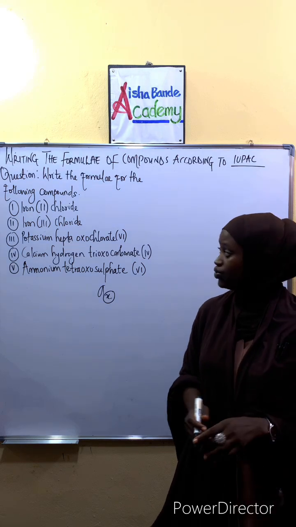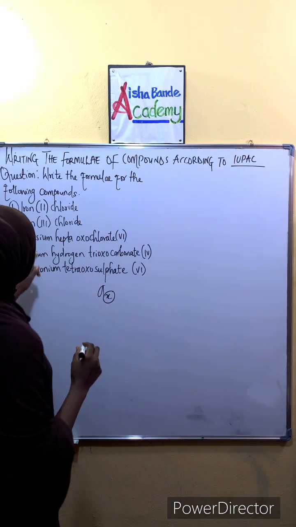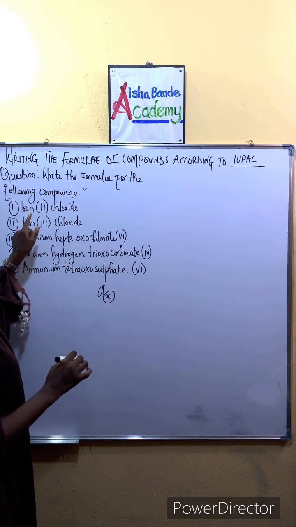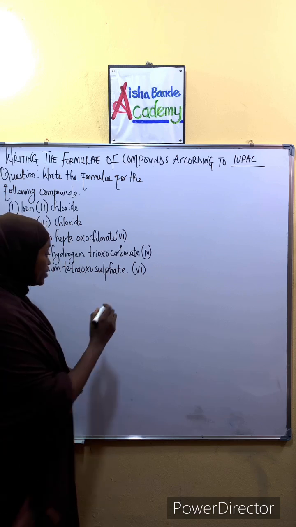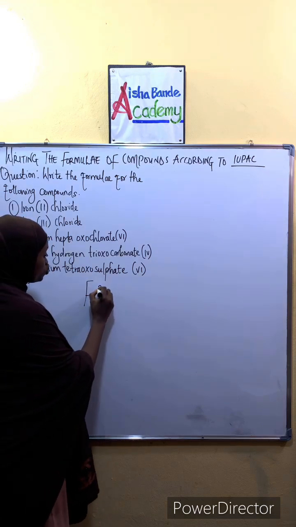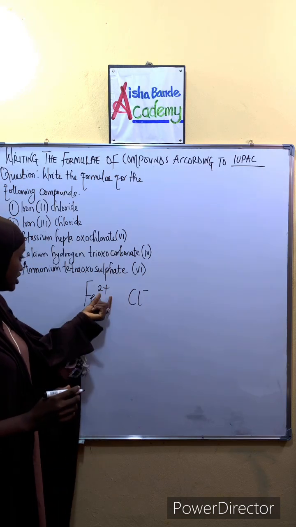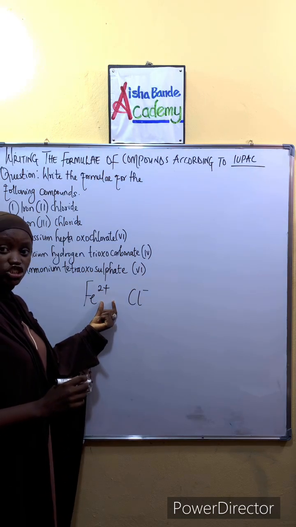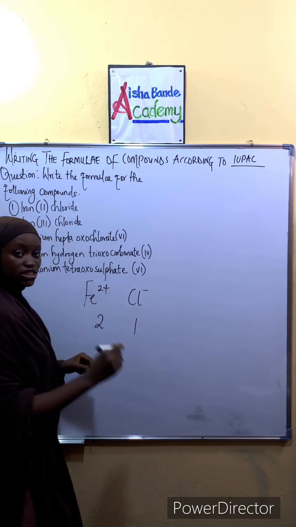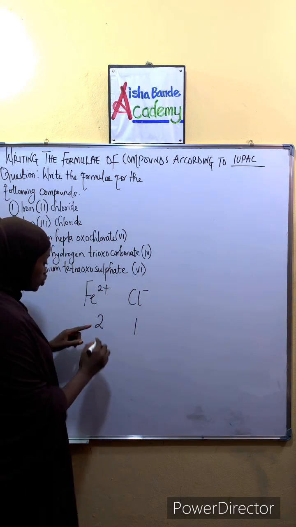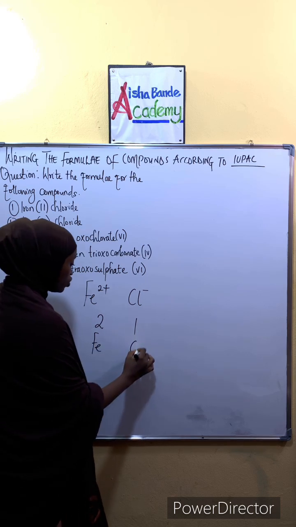So let's begin now. The first question is saying that we should write out the formula for iron 2 chloride. So for iron 2 chloride, what we have is Fe2+ and also we have Cl−. So let's bring out the charges for iron. Iron here is 2, while chlorine here is 1. The charges are usually positive. So we know that this 2 is for Fe, which is iron. This 1 is for this chlorine here.